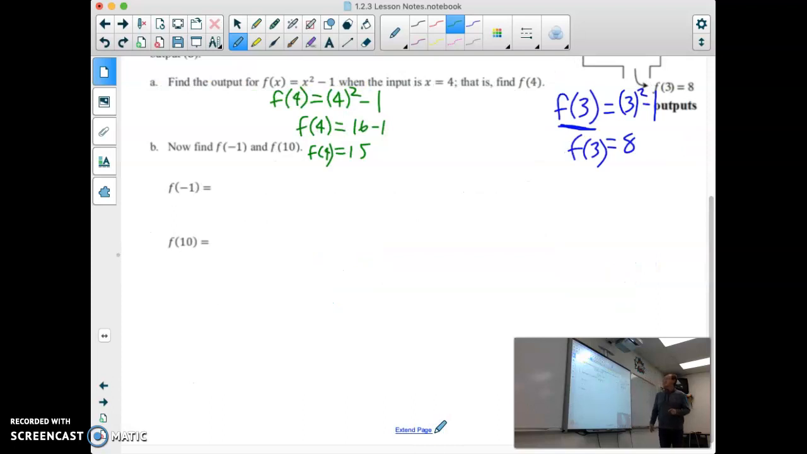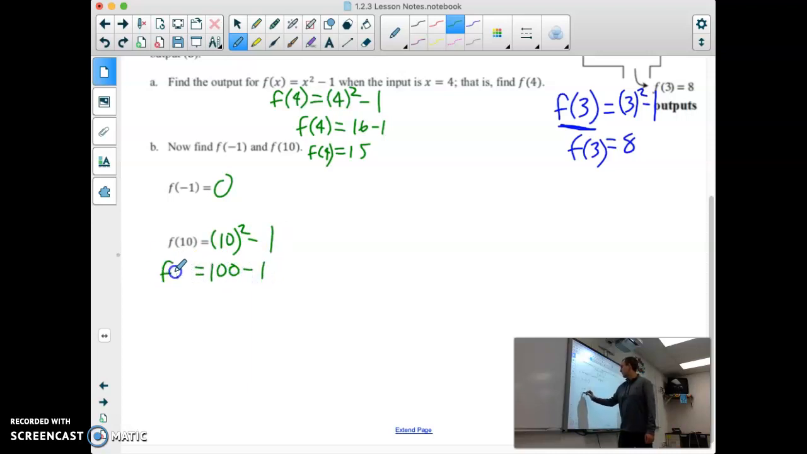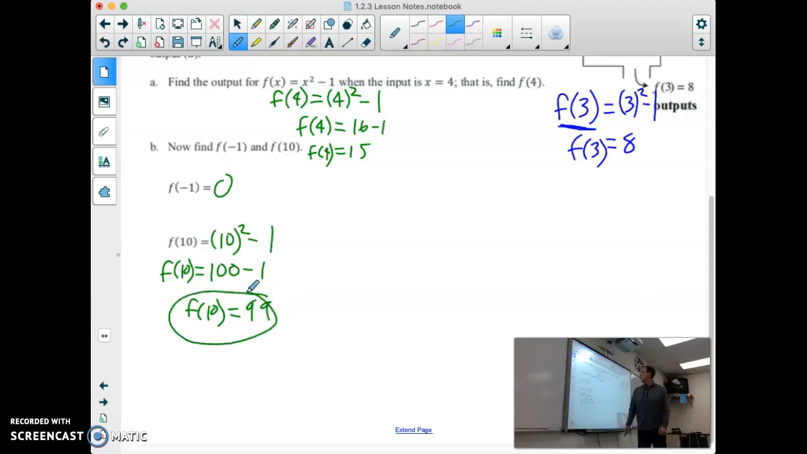We can do the same thing for that same function for f of -1 and f of 10. So f of -1 was on the last page, so we should get 0 for this one. I'll let you work through that one on your own if you want to. Then f of 10 would be equal to 10 squared minus 1. So this would be 100 minus 1, so f of 10 would be equal to 99. So again, we're just taking our input, which we have in that x spot here, plugging it in, and that's the value at that specific input.